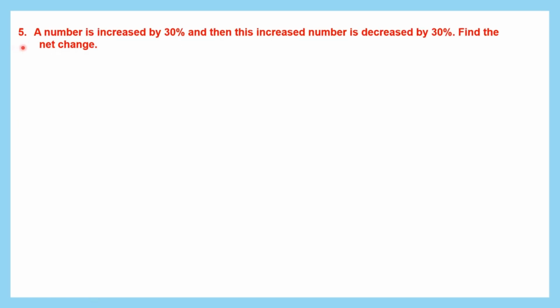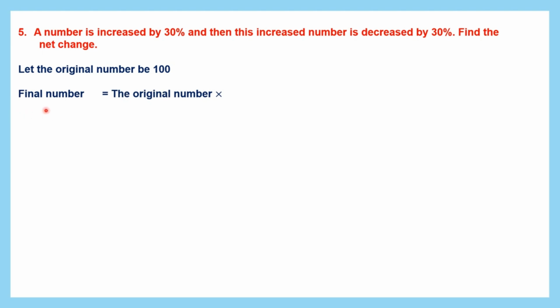Question 5. A number is increased by 30% and then this increased number, that is the resulting number or the final number, is decreased by 30%. Find the net change. Okay, so we don't know what the number is, so let the original number be 100. So in that case, there is a way to find out this net change.